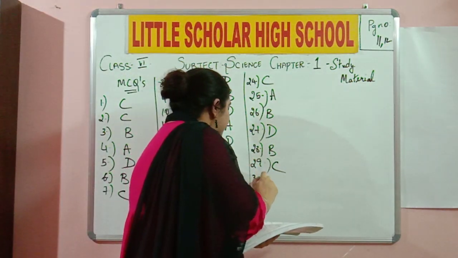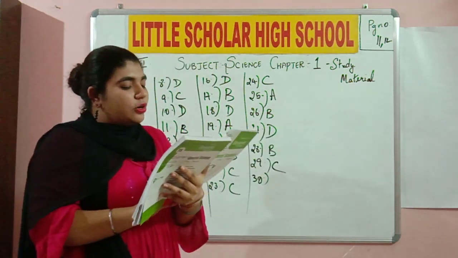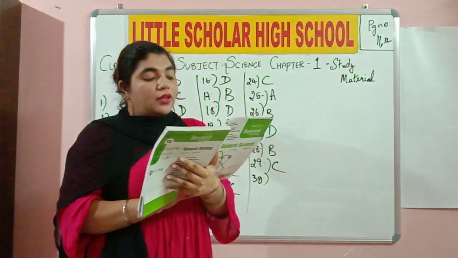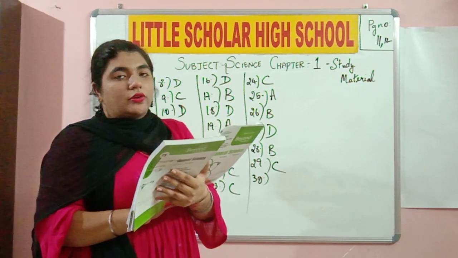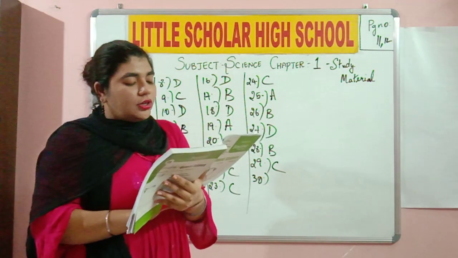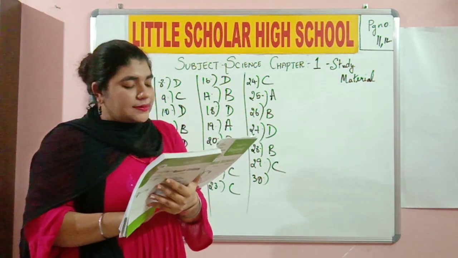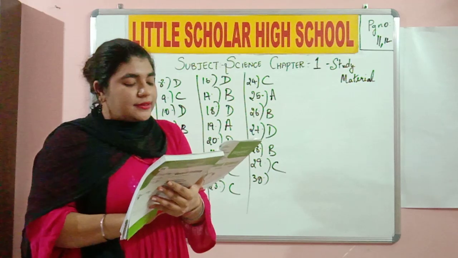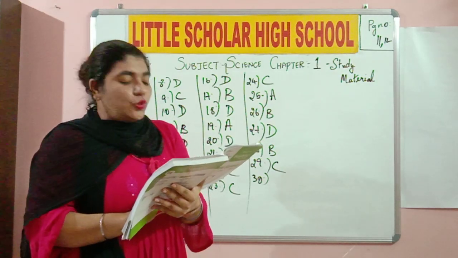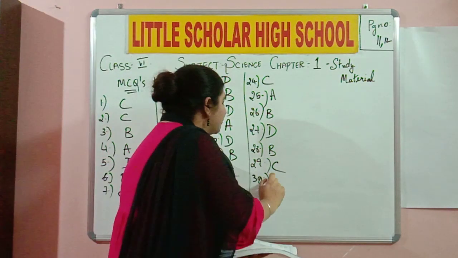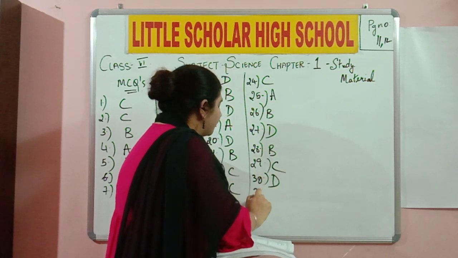Now 30. Which of the following is not an ingredient for preparing dal? Options are salt. Of course, you need salt. Do you need oil? Option B, yes. Do we need pulses? Yes. Do we need kerosene? No, we don't need kerosene in preparing dal. So 30 is option D.